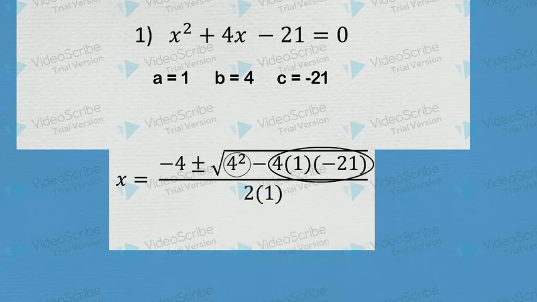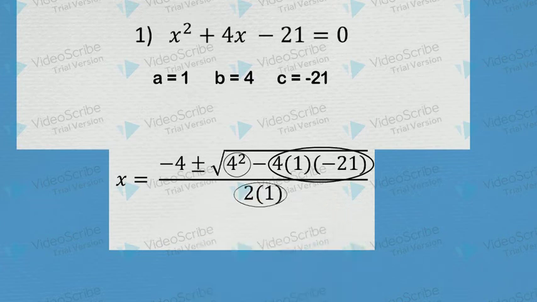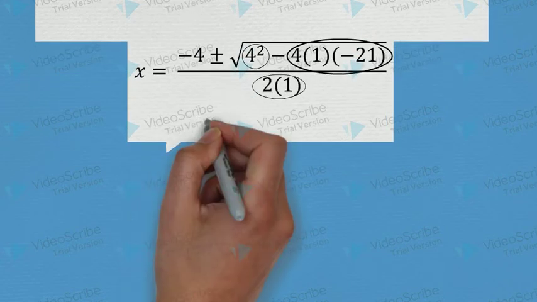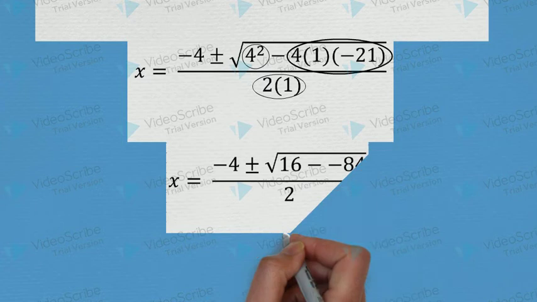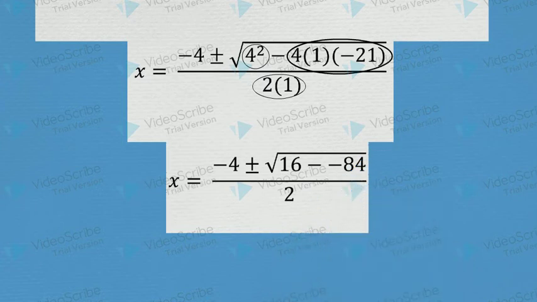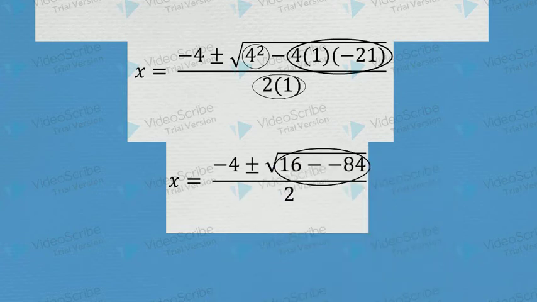We will start with the 4 squared and multiply this 4 times 1 times negative 21. And on the bottom, we'll do 2 times 1. Now we have x equals negative 4 plus or minus the square root of 16 minus negative 84 all over 2. Next, we will simplify everything under the radical. Remember, negative and a positive will affect our answer and how many roots we have.